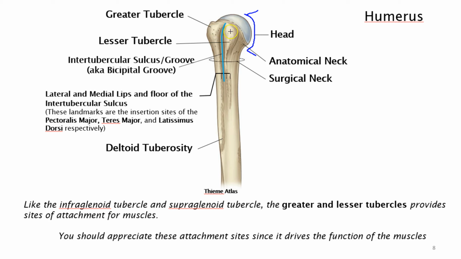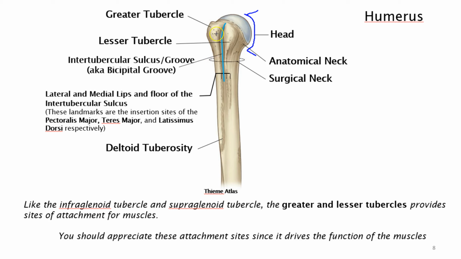Here we have the lesser tubercle. Note this is more anterior than this greater tubercle. In between the lesser and greater tubercle is this intertubercular sulcus. So inter, right, between, and the tubercles here. So intertubercular sulcus or groove. And residing in that groove is the long head of the biceps tendon. So it's a tendon that just nests itself right in there.